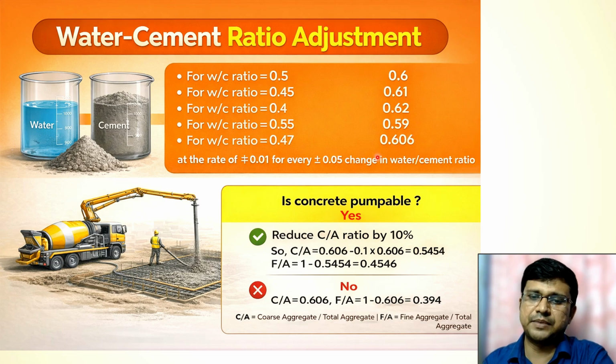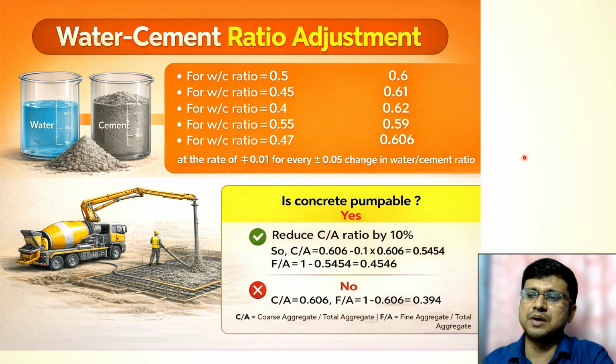Now this particular coarse aggregate by total aggregate ratio for our problem is 0.606. That means 60.6%. So what is the fine aggregate by total aggregate ratio? That will be the rest. Coarse aggregate by total aggregate is 60.6, so fine aggregate by total aggregate will be 39.4. Now we have to modify this value if the concrete is pumpable.